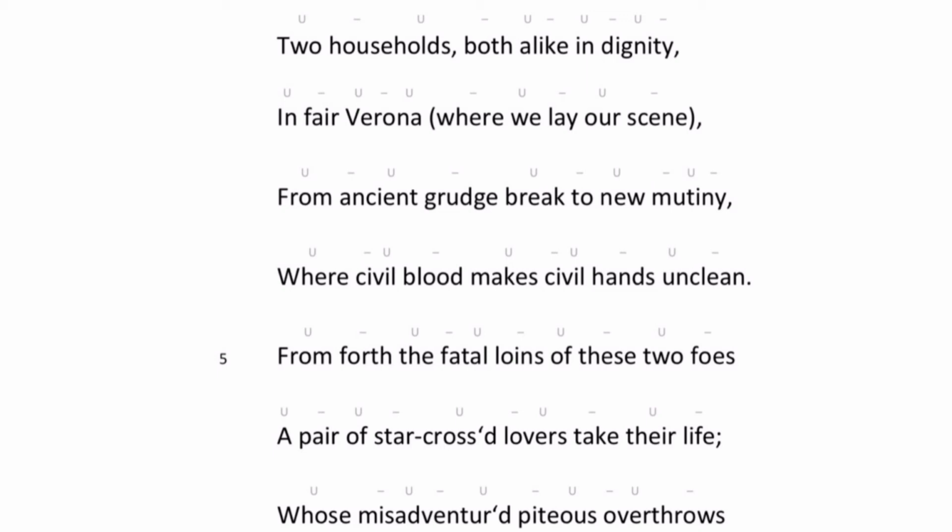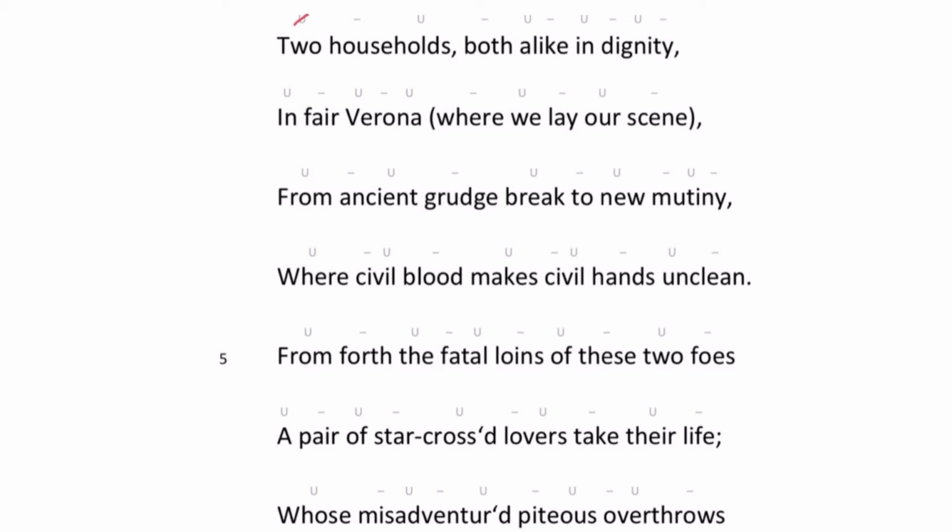Two, households, both alike in dignity. That's the first thing I would probably already mark differently. I think if I read it not like a robot, I would say two households, both alike in dignity. So I would actually stress the first syllable there, which makes perfect sense, because you are breaking the meter in order to start the whole thing. Remember, there was no curtain or light or anything in the Globe Theatre.